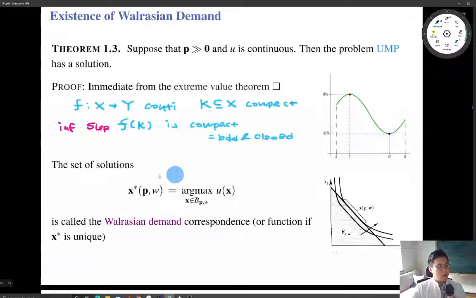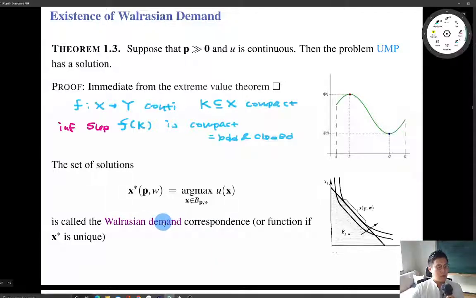And then we are going to denote by x star the set of solutions to the UMP. Okay, so at x star, function U is maximized. So argmax denotes the solution to the optimization problem. At this point, x star, function U is going to be maximized. And in economics, it is called the Walrasian demand.